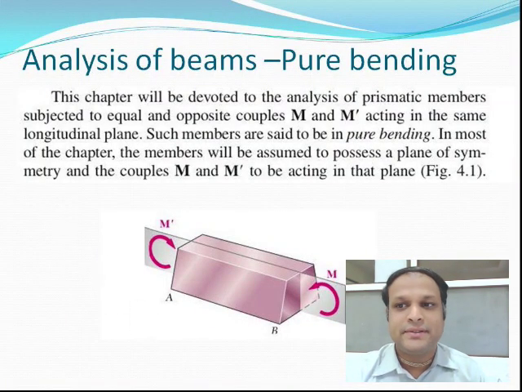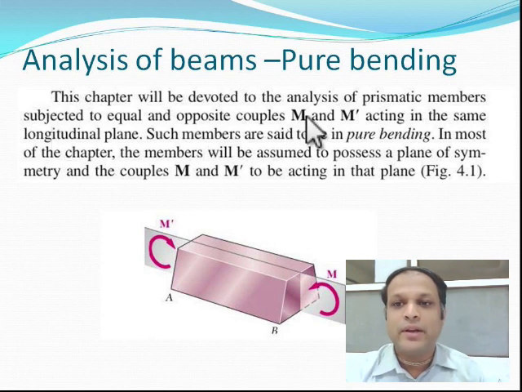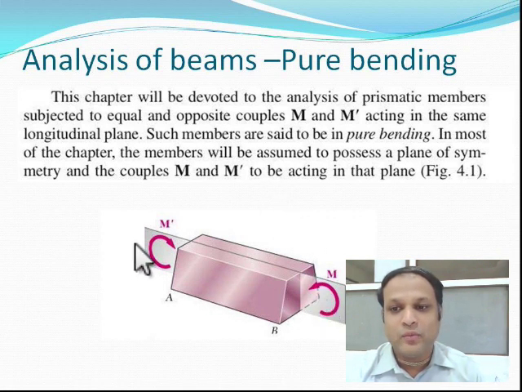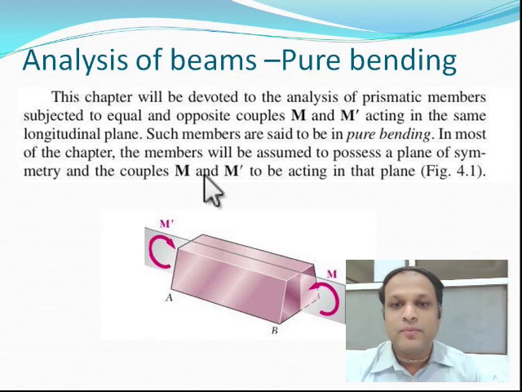Coming back to the slides, this chapter will be devoted to analysis of prismatic members, basically beams, subjected to equal and opposite couples M and M dash, acting in the same longitudinal plane, which is seen in this diagram. Such members are said to be in pure bending, and the members will be assumed to possess a plane of symmetry, and the couples M and M dash will be acting in that plane.